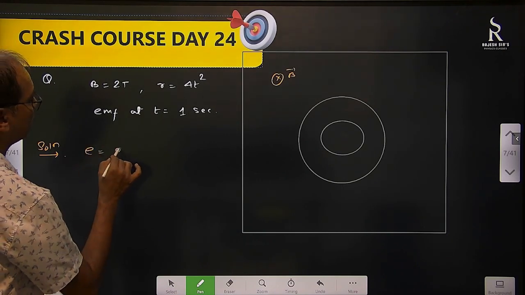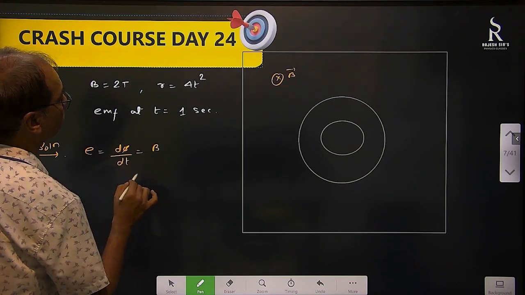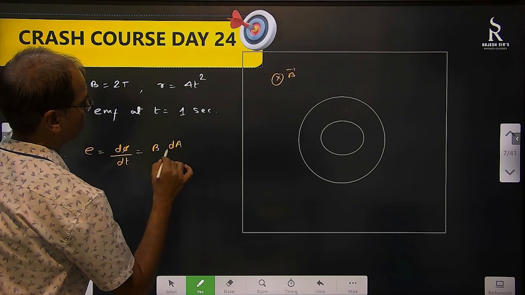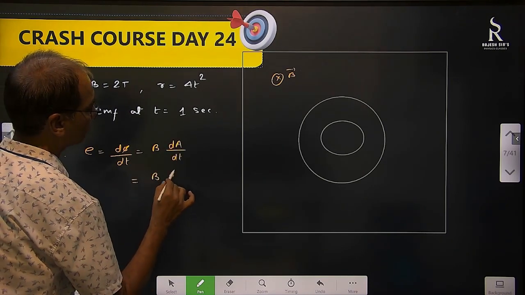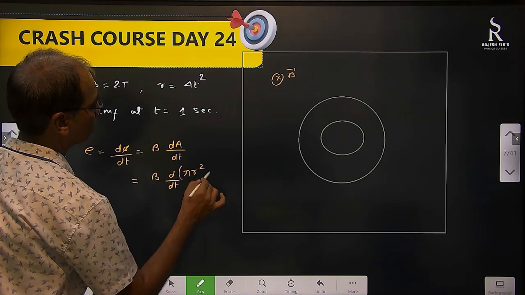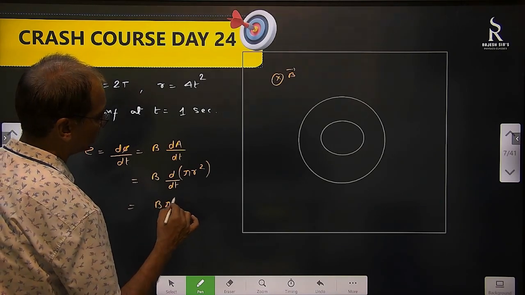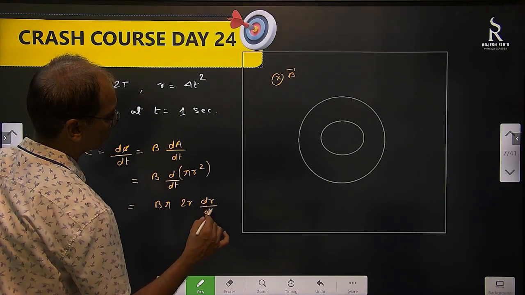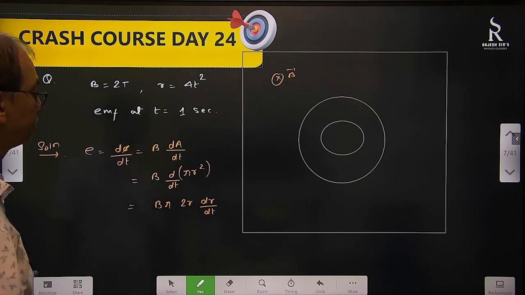So E is d phi by dt, and here we will write B into dA by dt only, because only the area is changing. And what is the area? Area is pi r square. So d by dt of pi r square. Pi is constant, r is changing. So B into pi into r square, and r square's differentiation means 2r dr by dt.